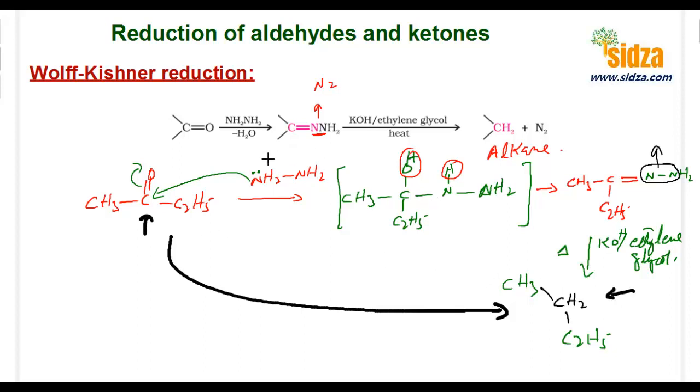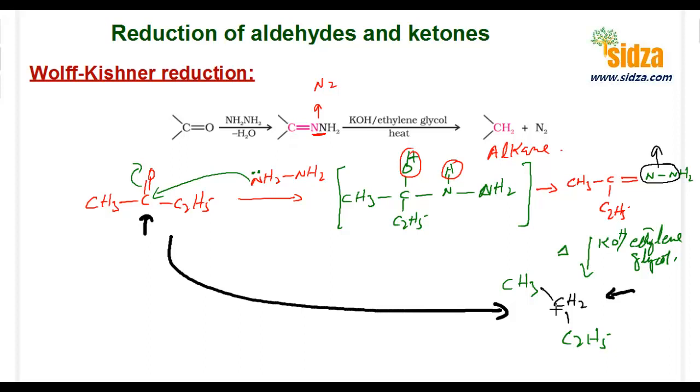Once you first react with hydrazine and then with potassium hydroxide and ethylene glycol and heat strongly, the net result is that the oxygen is lost and two hydrogen atoms are attached. It means you are converting aldehydes and ketones into alkanes. These are the two processes by which we convert aldehydes and ketones into alkanes: Wolff-Kishner reduction, and the other one is Clemmensen reduction.